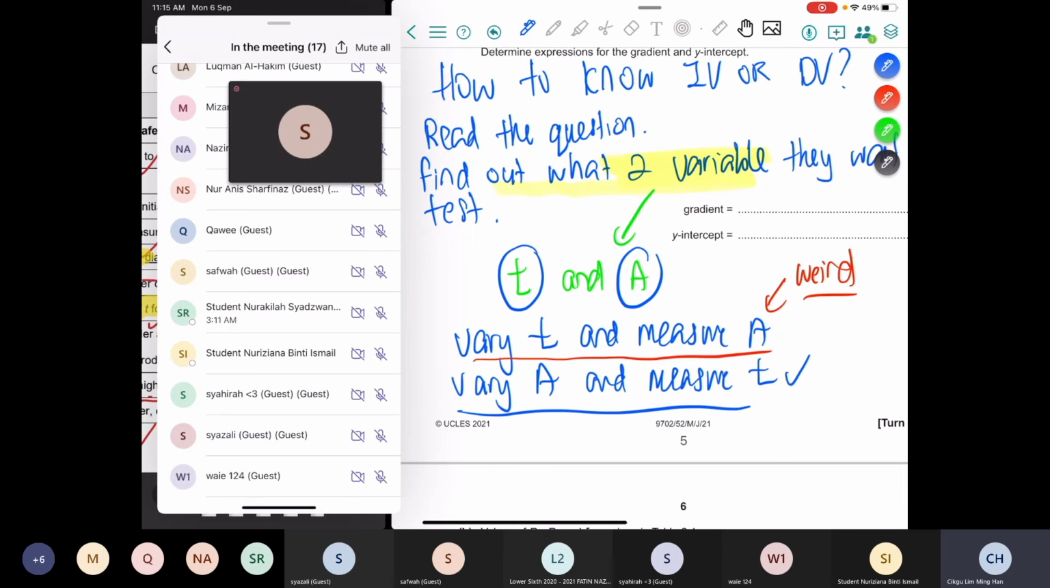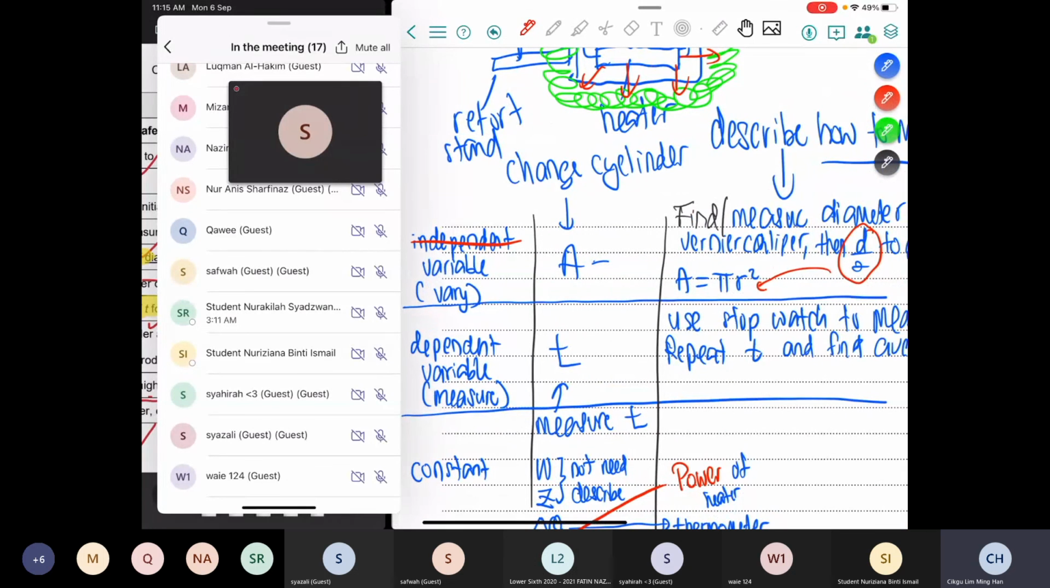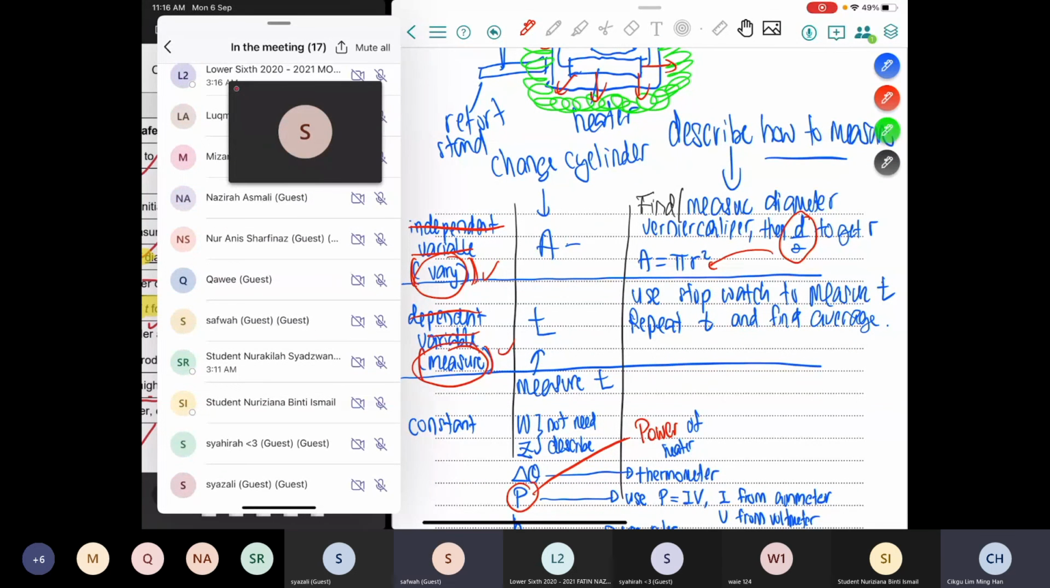If you want to know independent or dependent, don't do that. Just use vary and measure. If you are confused with these two, you can just use vary and measure, Safwa. Rather than wondering what is independent and what is dependent, you tend to mix up. So just use these words, vary and measure, in your table. Okay, Safwa? Okay, sir.